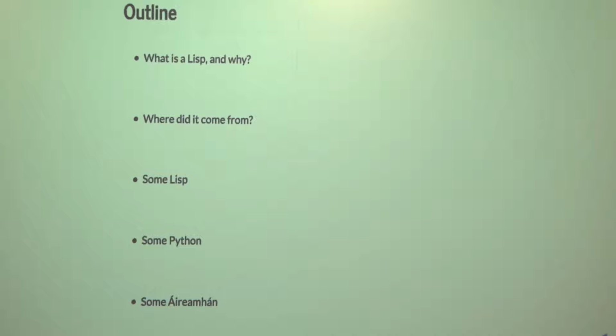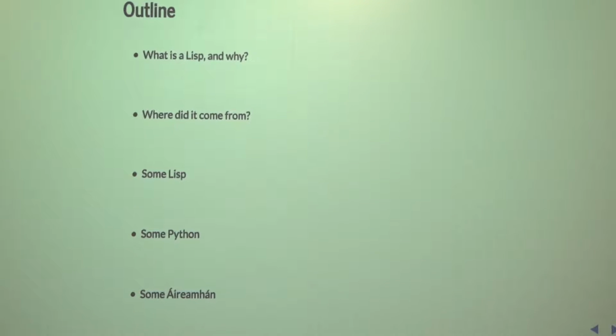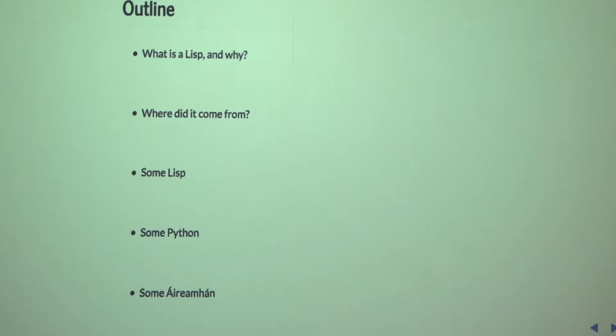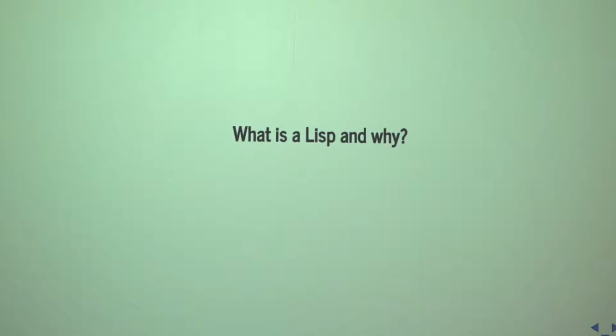I'm then going to show you a little bit of Python, this being PyCon. I'm going to talk you through how you'd go about implementing a Lisp in Python, which is pretty much what I did. And then I'll wrap up by showing you some Áireamhán, because I think it'll be quite neat to show you what I've actually put together. So let's jump right into it and talk about what is a Lisp and why is a Lisp the way that it is.